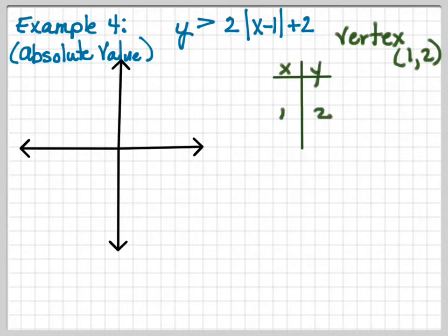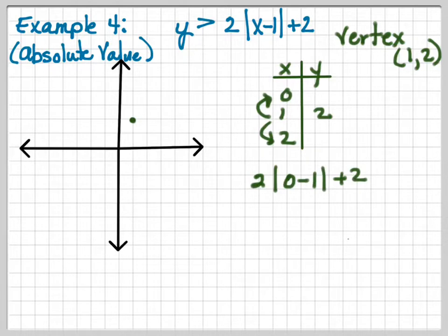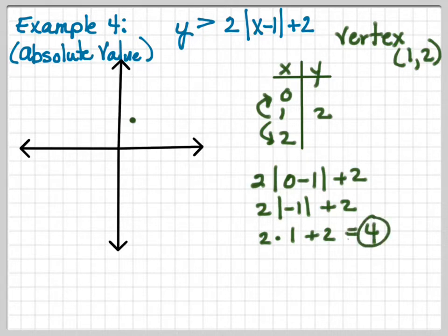Now, there's my vertex plotted. I want to find a number just below 1 and one just above 1, and I'm going to go the same distance below as above, and it just makes good sense to make it 0 and 2. So now what am I going to do? I'm going to start by plugging in 0 for x. So I'll have 2 times the absolute value of 0 minus 1, plus 2. The absolute value of 0 minus 1 is the absolute value of minus 1, which is 1. So I have 2 times 1 plus 2, which is 4. So I have (0, 4) as another point on my absolute value.